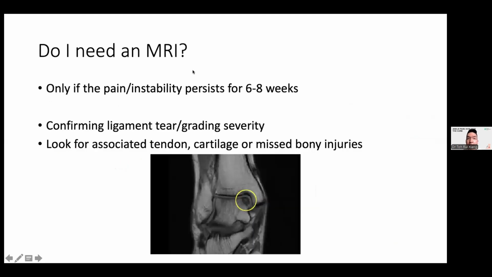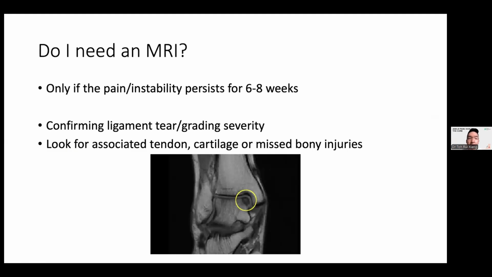The next question we get is, do I need an MRI? We often don't do an MRI in the first few weeks, because even with a tear, your body can help to recover. Sometimes it scars down and the ligament is as stable as before. Only if you have persistent instability and pain after 1.5 to 2 months, and we review you and we notice that you have laxity on examination, then we'll go ahead to do an MRI.